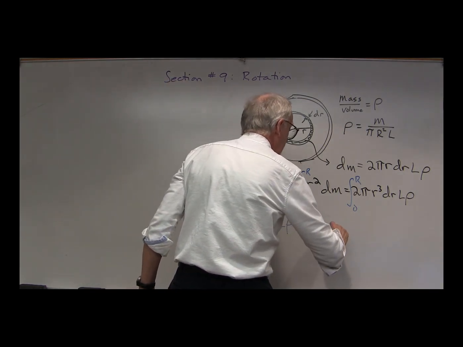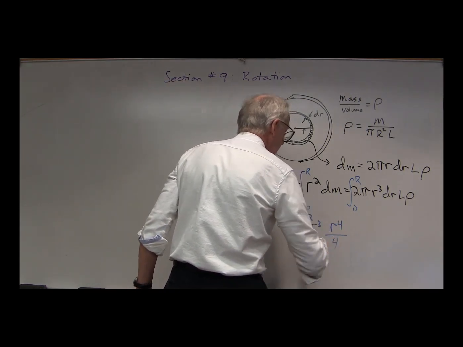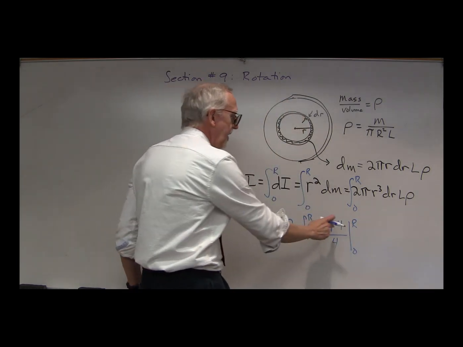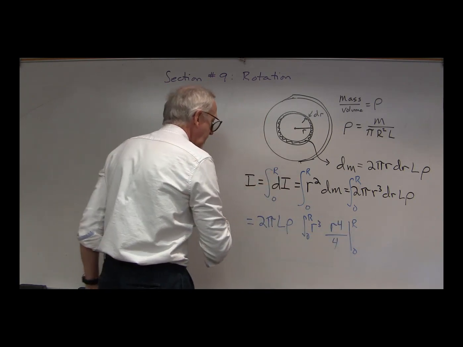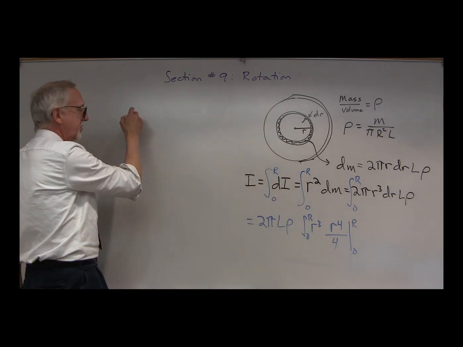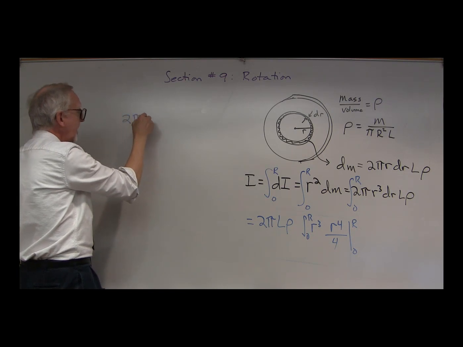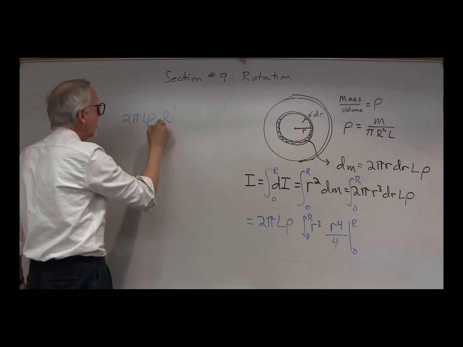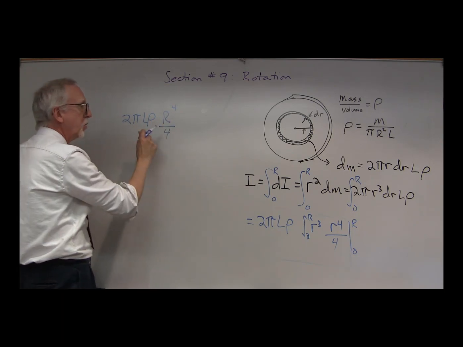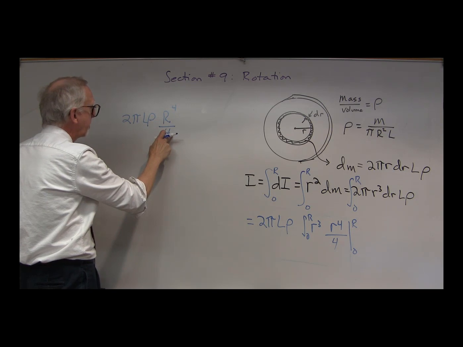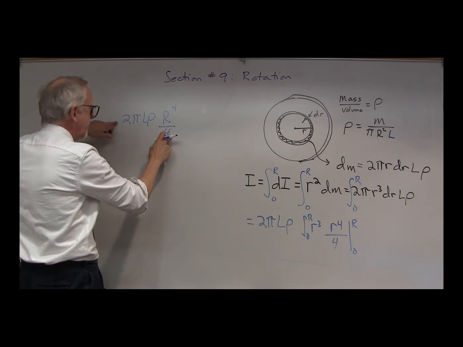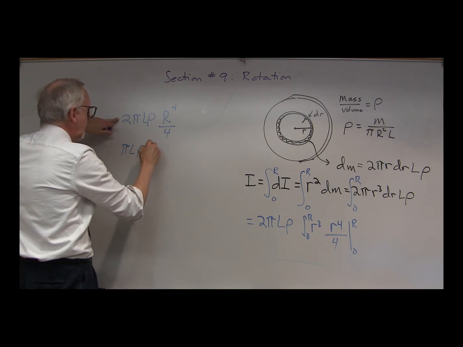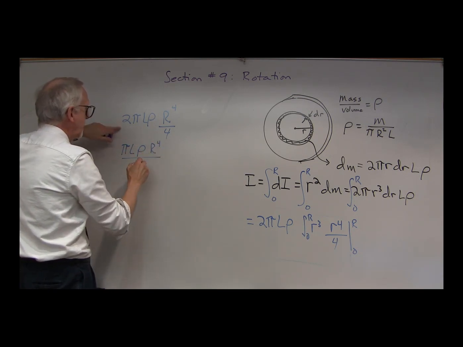That is going to be r to the 4th over 4, evaluated from 0 to R, which gives us a factor of capital R to the 4th over 4. So, what do we end up with? We've got 2 pi L rho capital R to the 4th over 4. So let's multiply this out, and what do we get? We get pi L rho R to the 4th over 2.